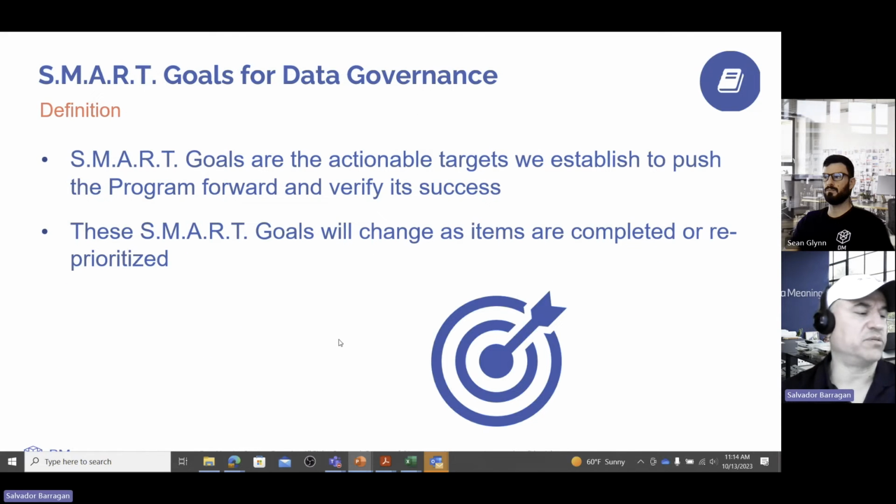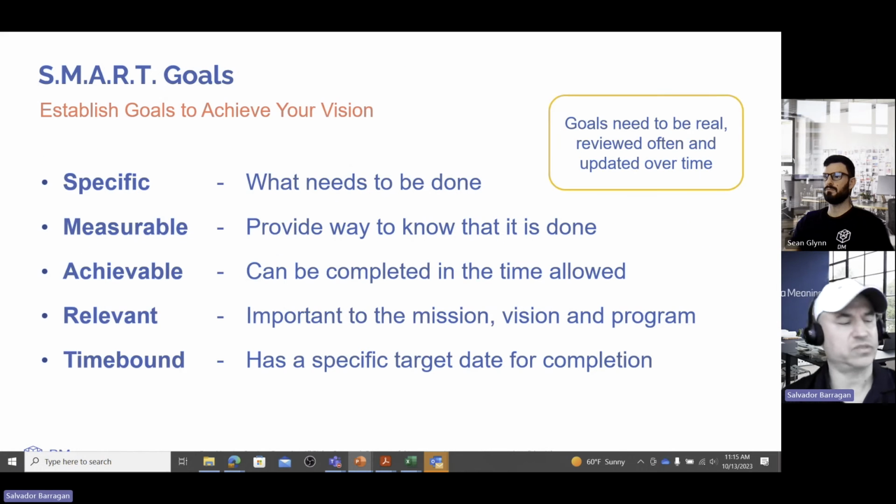So next section, we're going to discuss a little bit about SMART goals for data governance. SMART goals are targets that establish and push your program to new levels, so that you can review it and verify that you're being successful. Your SMART goals tend to change over time. They can get reprioritized at times, so they're flexible, but they're really good actionable targets that allow you to measure how successful you are being with your program. So what does SMART stand for? It's specific, measurable, achievable, relevant, and time bound.